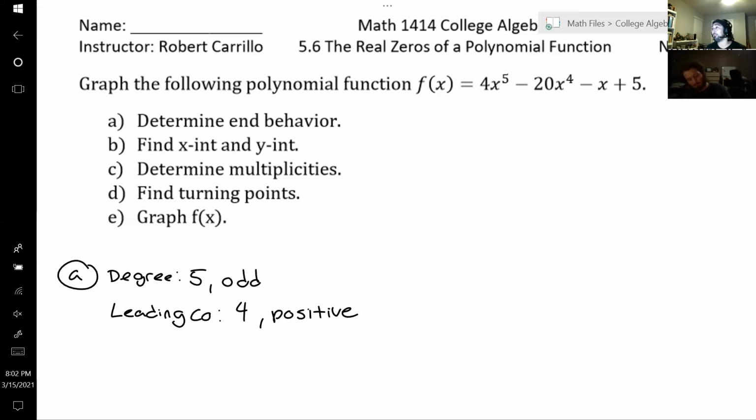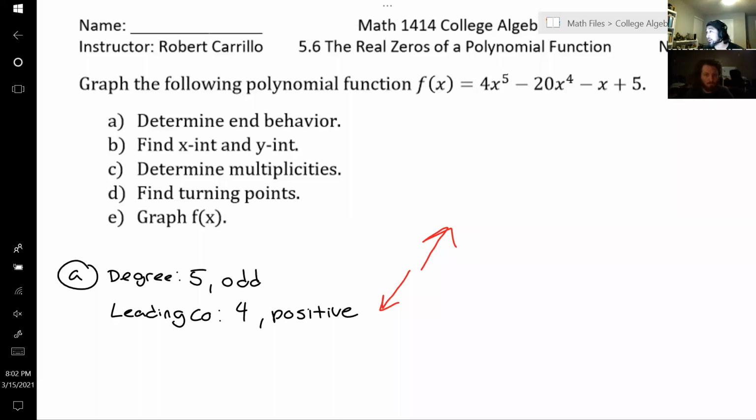Now, if I have an odd degree but a positive leading coefficient, what does my end behavior look like? Going left to right, you look like you're making an angle down. So it would go down this way. You sure? Odd positive. Yes, that's right. Down that way. So that would be your end behavior.